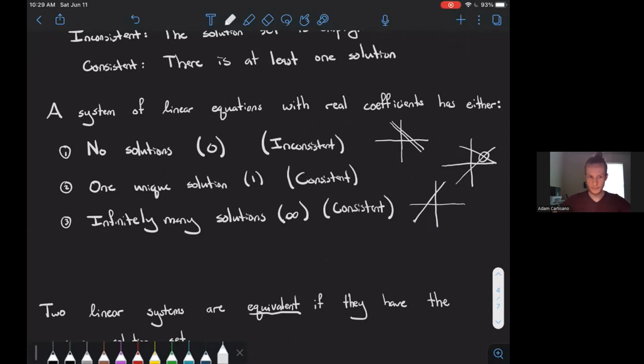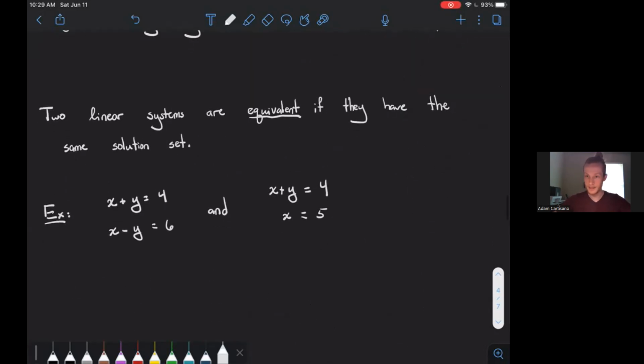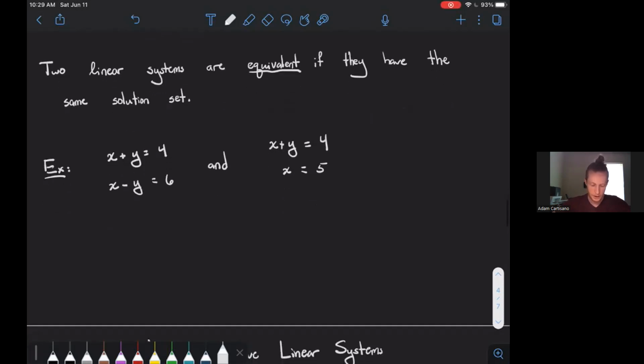Okay, that's enough of that. And now I do have one last definition that's going to lead us into the very last thing that we'll talk about. So how do you know when two systems are equivalent? Well, we define equivalence between linear systems in terms of the solution sets. If they have the same solution set, then they are equivalent linear systems. So here are two: x plus y equals 4 and x minus y equals 6. And then we have x plus y equals 4 and x equals 5.